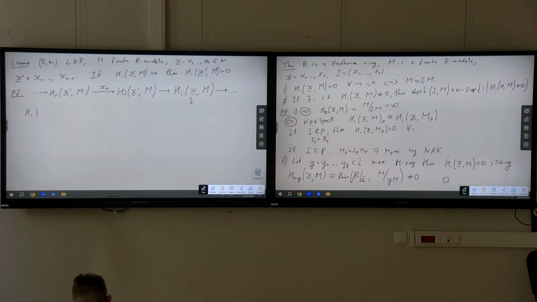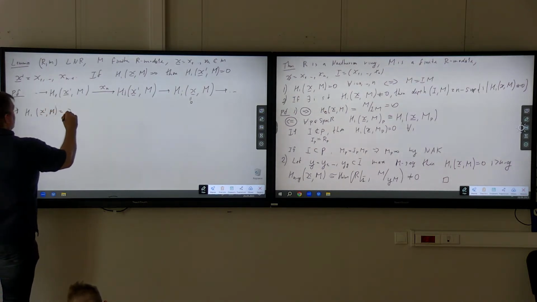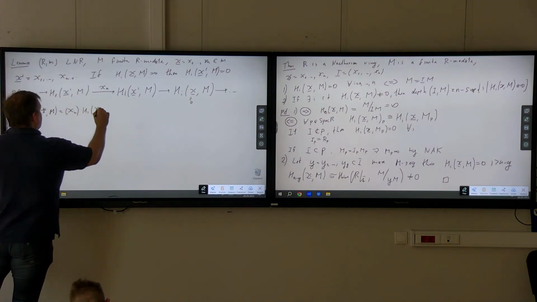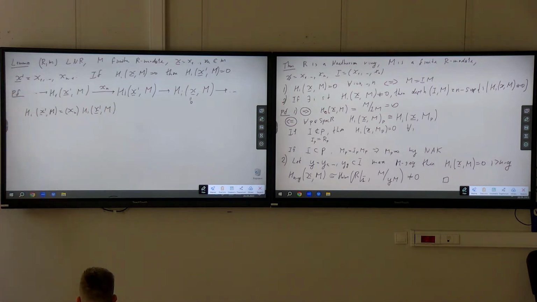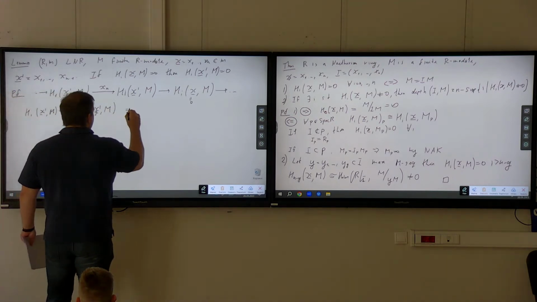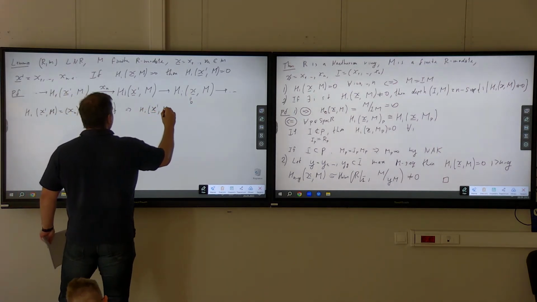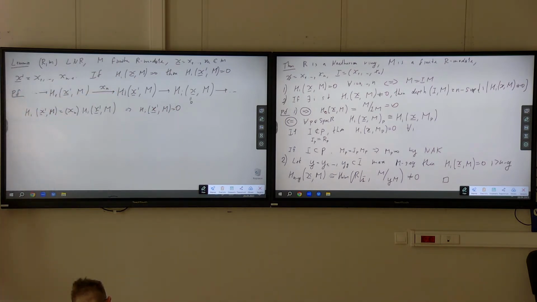Okay, so it is given to us that this is vanishing, and then I can say that Hi of x prime M is equal to xn times Hi of x prime M, right? But this means that Hi of x prime M is 0, right? I have the last implication.